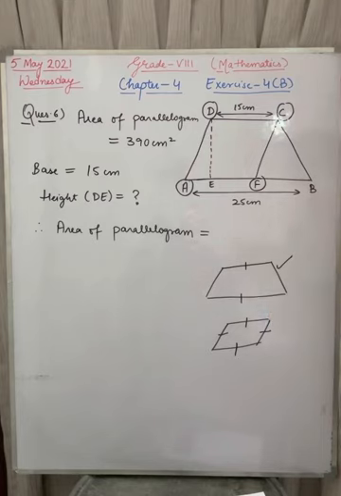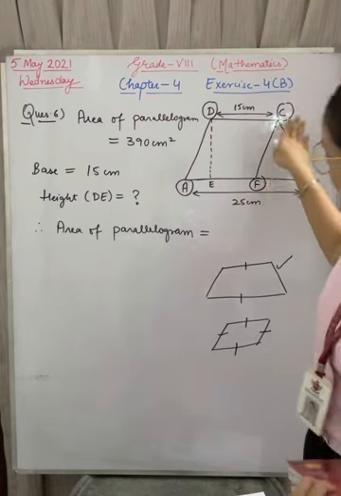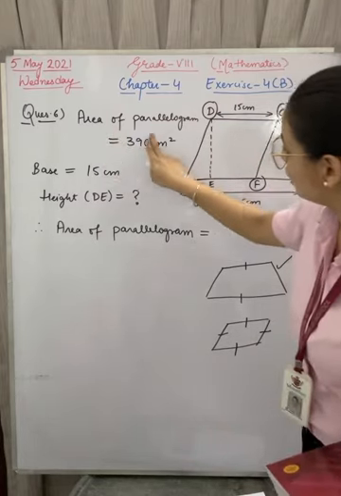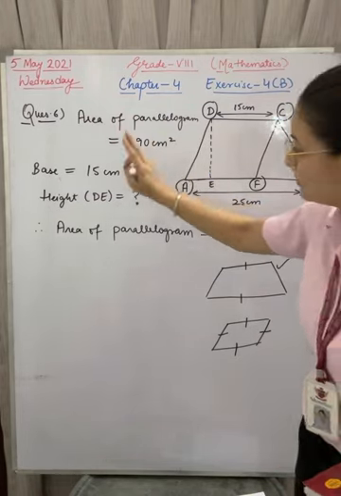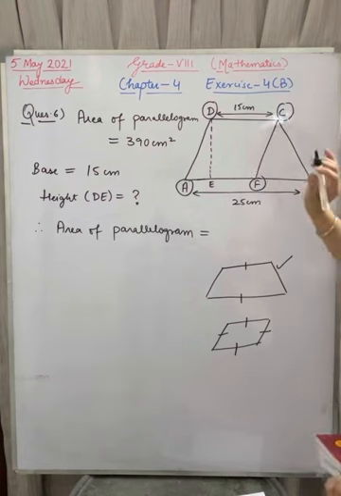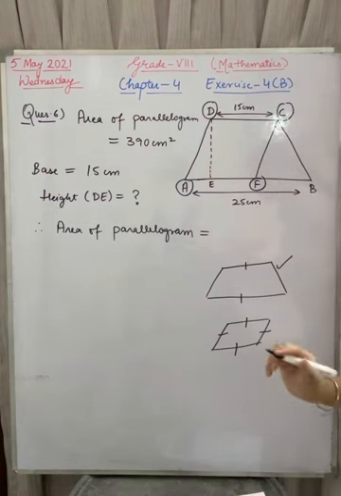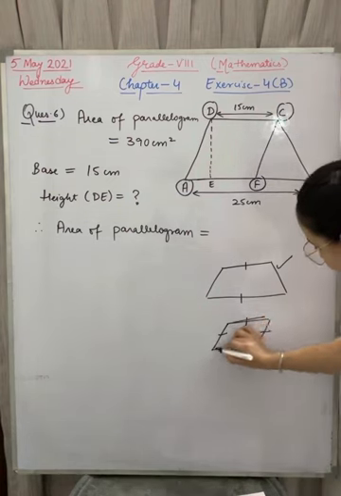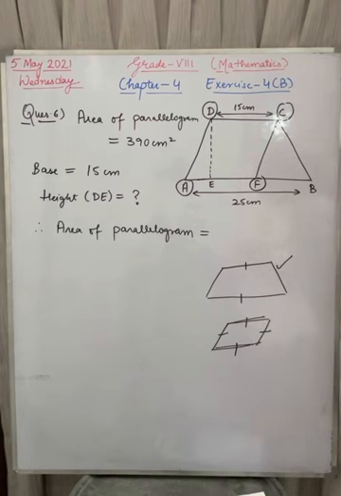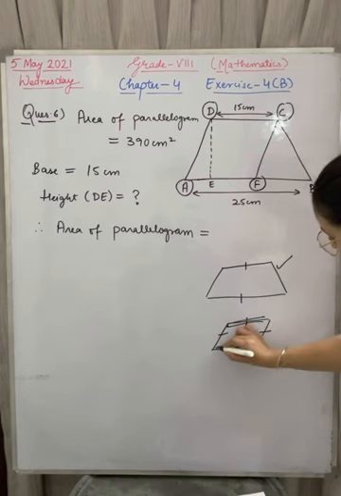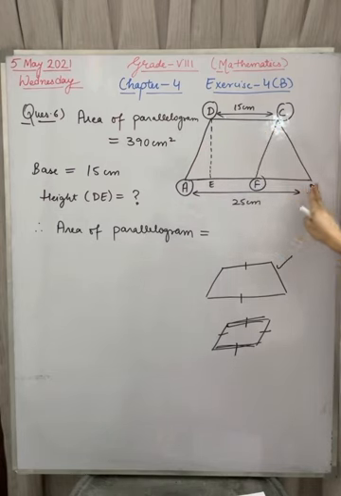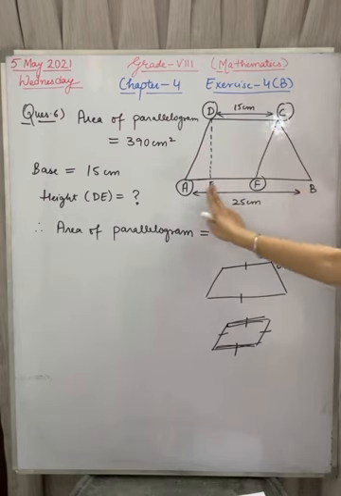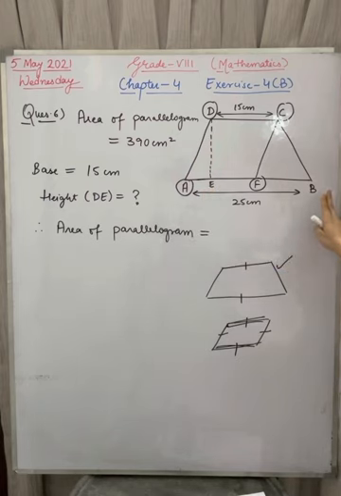Now let's start with the question. They are saying that in this shape the area of the parallelogram is given. The base is given. In a parallelogram, the bases are this and this, always. So this is given. This complete line is a line of the trapezium, not a line of the parallelogram. This complete line is a side of the trapezium.